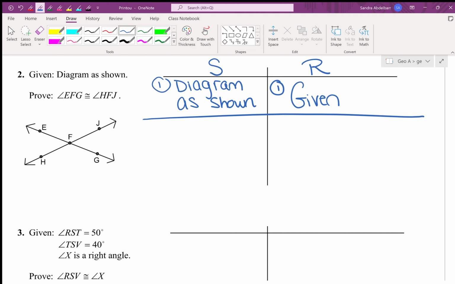Now let's look at what we want to prove. We want to prove angle EFG is congruent to angle HFJ. Are they congruent? In your opinion, are they congruent? Yeah, why? Because they are straight angles. Isn't there a theorem about straight angles? What did the theorem say? Somebody knew.